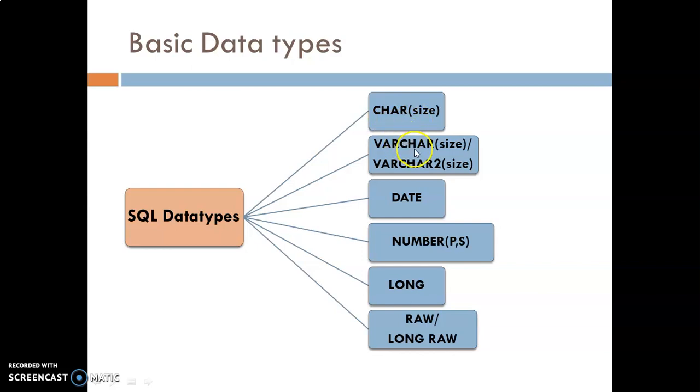Now the varchar or varchar2 data type. It will store a character string of variable length, and it is more flexible than the character type, and no default size is specified. The maximum length of this data type is 2000 characters.